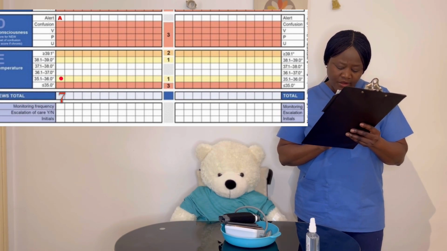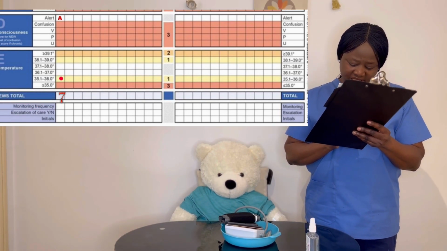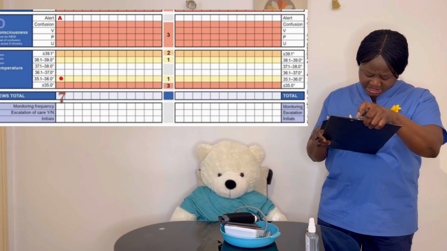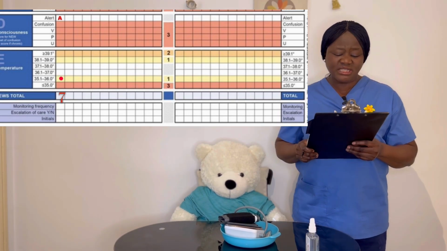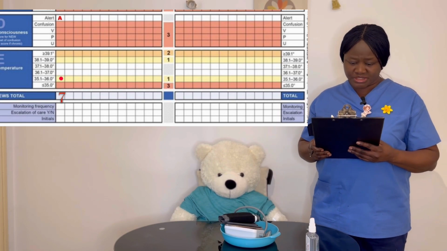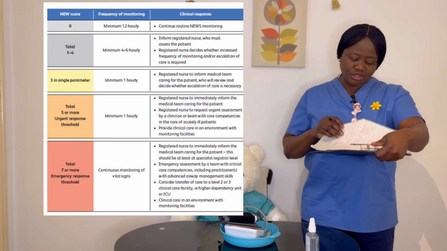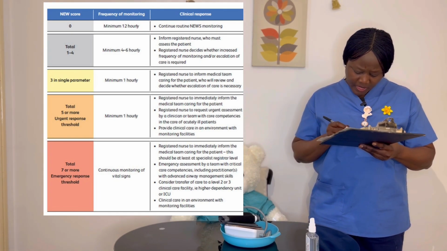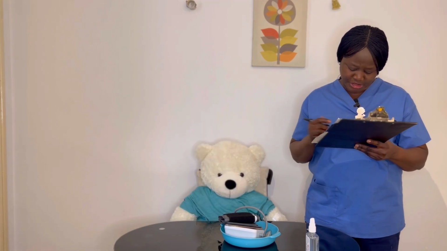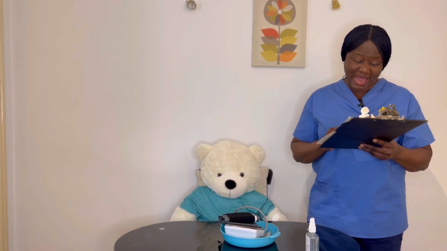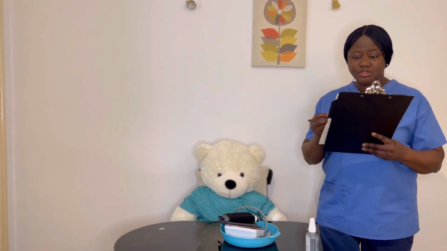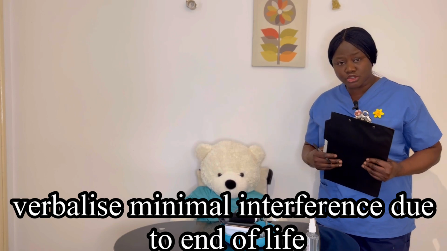For my monitoring frequency, based on this, I would turn to the back of the chart, and the monitoring frequency for a NEWS score of 7 needs an urgent response. So the monitoring frequency will be continuous because that needs an urgent response. And my escalation plan will be capital letter Y, which is yes. I'll put my initials on the last column, and I'll be going back to James.